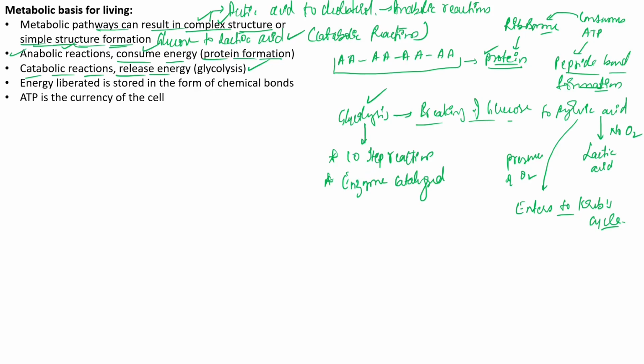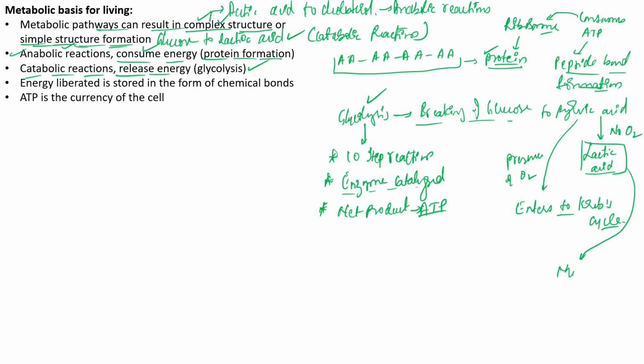Okay, so glycolysis is a 10-step reaction, and all 10 steps are enzyme-catalyzed reactions. Finally, the net product that you get from glycolysis is ATP. Okay, ATP is the final product of glycolysis. Remember the formation of lactic acid generally occurs in the case of muscles.